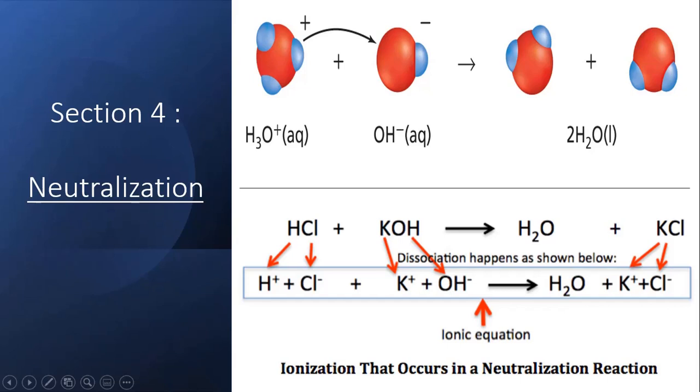So we had cations and anions that will be attached together to give you water and KCl, which is the salt. The salt is an ionic compound. The ionic equation is explained here, and the ionization that occurs in a neutralization reaction came from the concept of having cations and anions, both sides of the ionic compound, when dissolved in water.